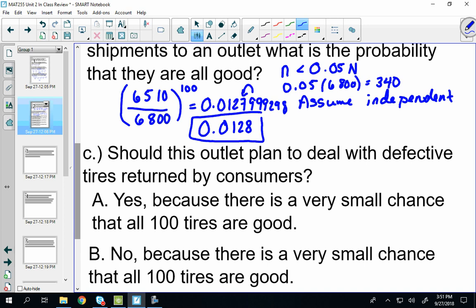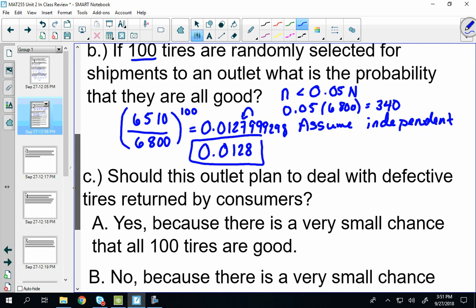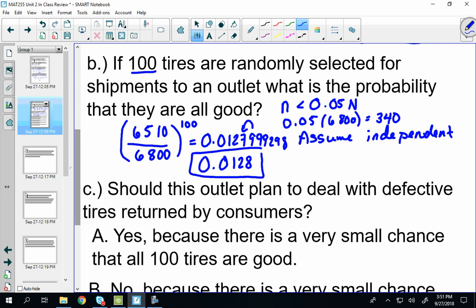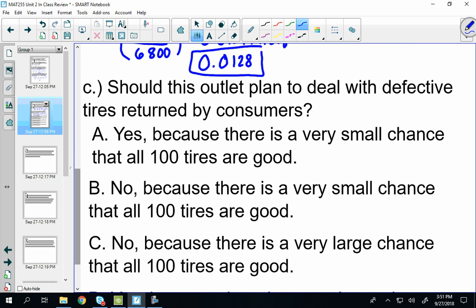If we look at part C on that homework, it was multiple choice. They said, should this outlet plan to deal with defective tires returned by consumers? So if we look back at part B to help with our decision, if we drew 100 tires out, there's about a 1% probability that they're all good. So that's an issue. So that means they should have a plan because there is a very small chance that all of them are good. So I would pick that option.